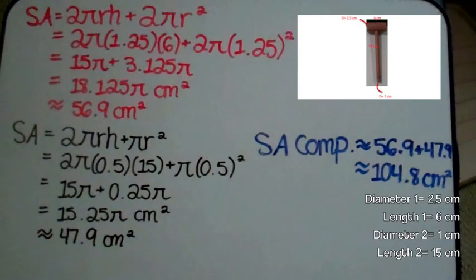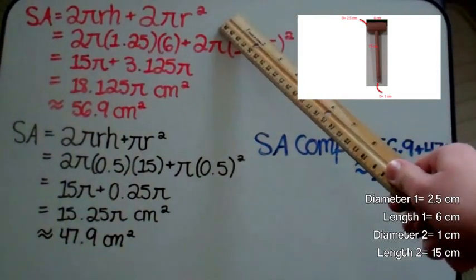The key is finding the surface area of Thor's hammer. Since the hammer is a composite figure of two cylinders, we need to find the surface area of both, then add them together. The equation for surface area is 2 pi r h plus 2 pi r squared.